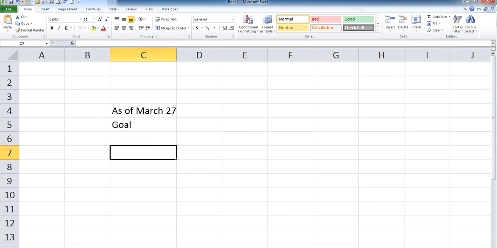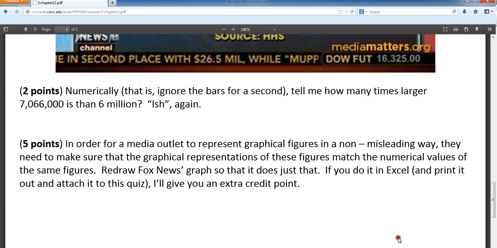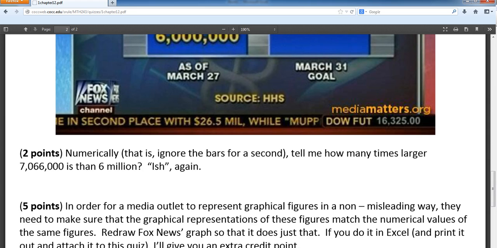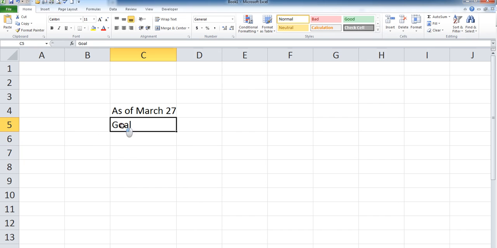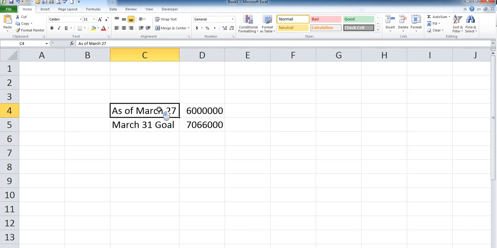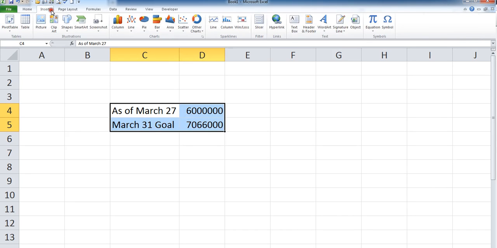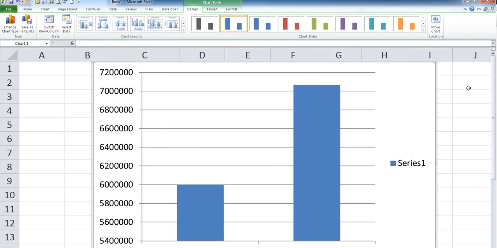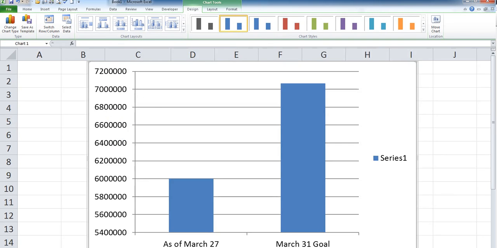Make sure I have the titles right. As of March 27, March 31st goal. All right, so this number right here was 6 million, and this number right here was 7,066,000, if I remember correctly. The real quick way in Excel to do this is just to insert a bar chart, or I guess they call them a column chart. Boom! There it is. Let me shrink it down so we can actually see what's going on.